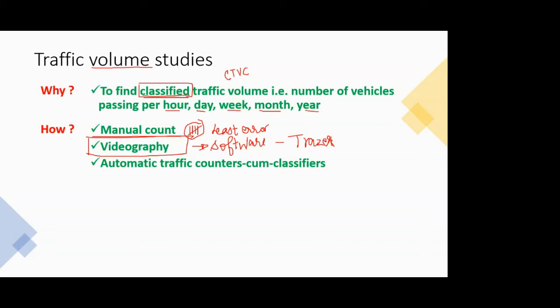Based on the video, the software or the algorithm checks, okay, this is the vehicle which is passing, its dimension is so and so. So it is a car, it is a truck. So it goes on segregating like that. So your workload goes on reducing.